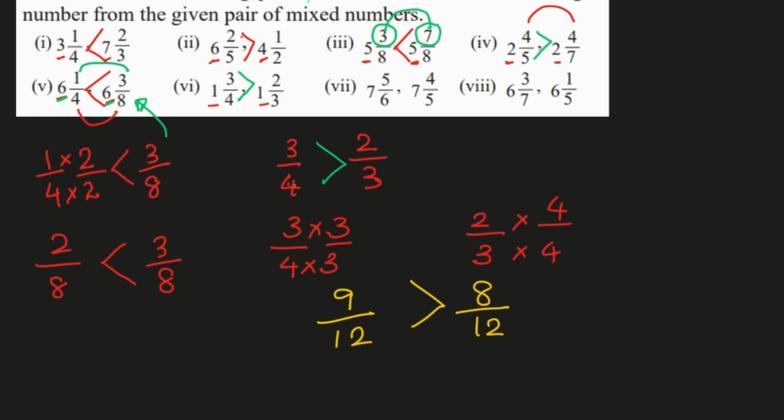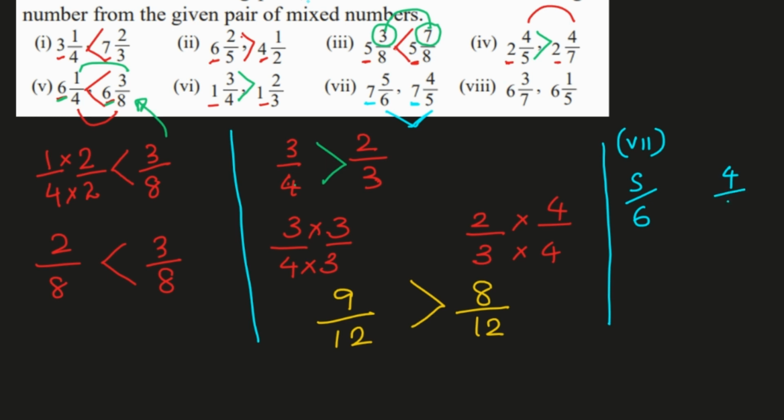So in here as well, the whole number parts are equal with each other, so we can simply compare these two proper fractions. So let's do this question here. I will write the question number. It's 7. So what are we comparing? We are comparing the two proper fractions, the fraction parts. So that is 5 upon 6 and 4 upon 5.